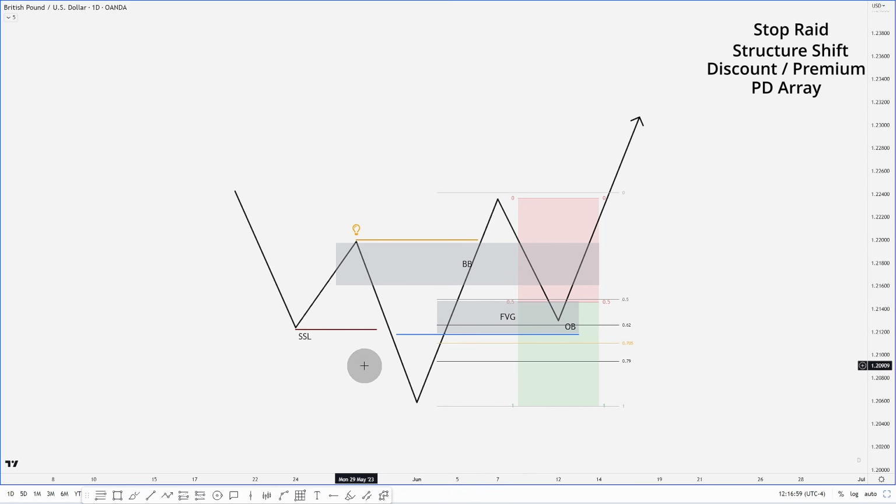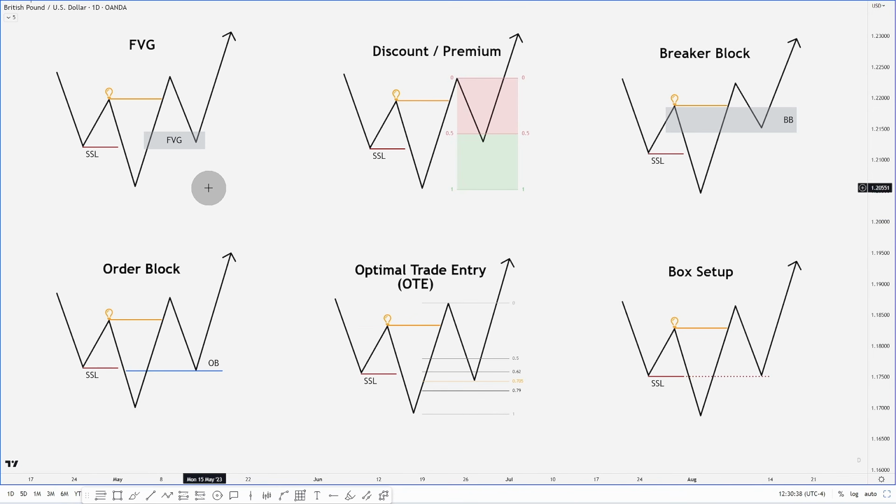I know this got a little bit messy, so let me expand it out and show each different one. Each one of these concepts could be used as an entry model by themselves. However, I like to blend 1, 2, or 3 of these concepts together for my personal strategy. For example, I will look for a fair value gap in an optimal trade entry, or I'll look for the box setup in an optimal trade entry. There are many different ways to blend these concepts. I just do what catches my eye the most. Let's get into some examples where I will show each one of these individually or blended together.